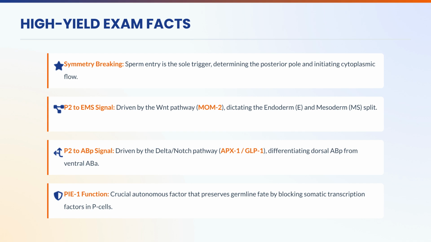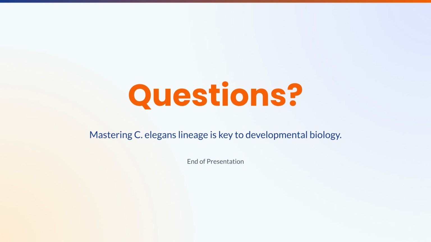Key exam facts include: sperm entry triggers symmetry breaking. The P2 to EMS signal is driven by the WNT pathway, MOM2. The P2 to ABP signal is driven by the Delta-Notch pathway, APX1, GLP1. PIE1 is crucial for preserving germline fate. Mastering C. elegans lineage is fundamental to understanding developmental biology.